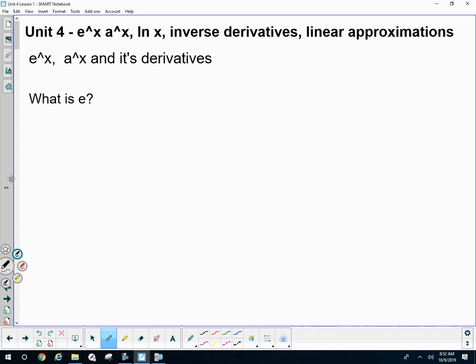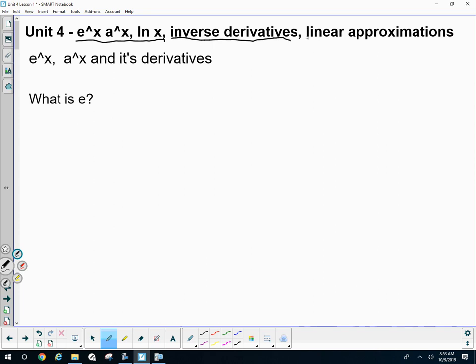All right, Unit 4. We are going to do the same thing that we did in Unit 3 with 3 different types of functions. An exponential function, e to the x, function a to the x, the log function, and then they are inverses of each other. We're going to talk about just inverse derivatives in general.